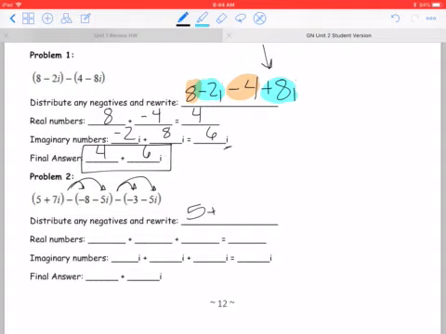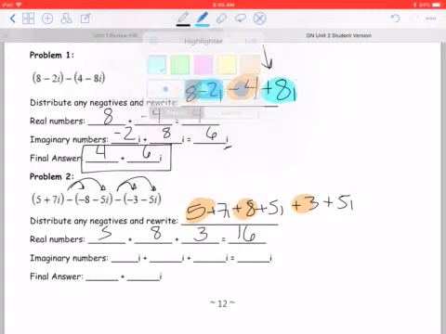Okay, you're going to get 5 plus 7i plus 8 plus 5i. When you distribute the next one, plus 3 plus 5i. So I'm going to go ahead and highlight all of the ones that are real numbers. Real number, real number, real number. So we have 5, 8, and 3, all positives. Add those together, and we're going to get 16.